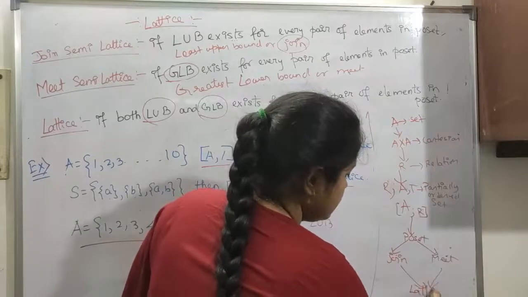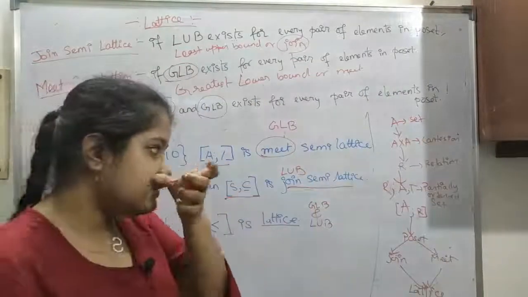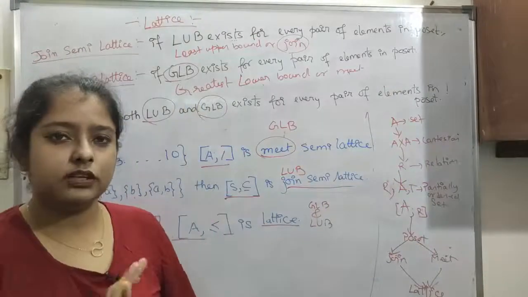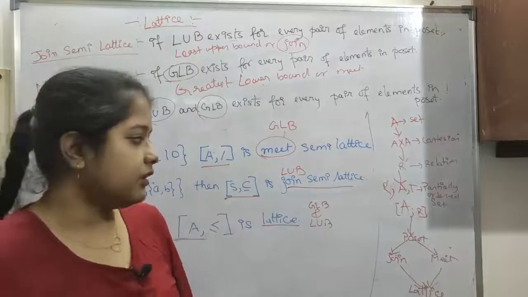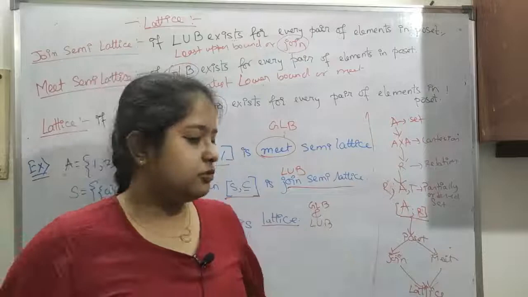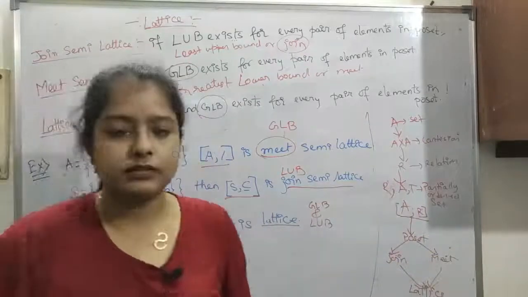We'll keep trying this. It's not about remembering, this has got nothing to remember, just the flow. We will keep doing this so that it will be easier for you. So this is our poset, and if a poset contains both join and meet for every pair, then it is called a lattice. So let's see next.